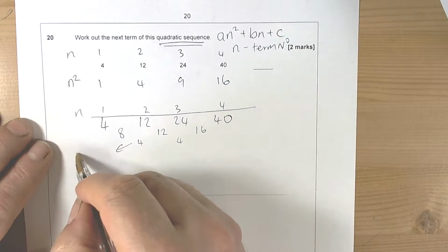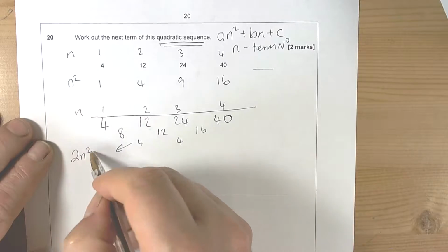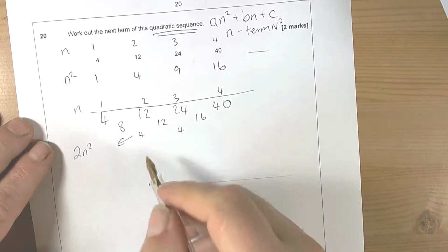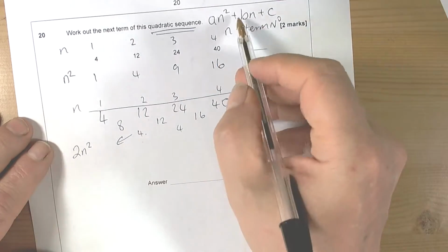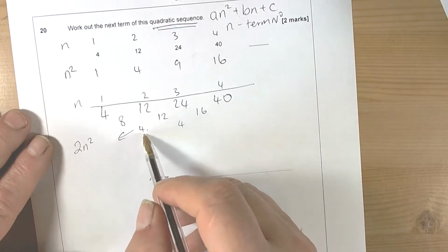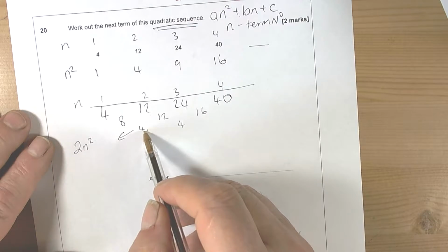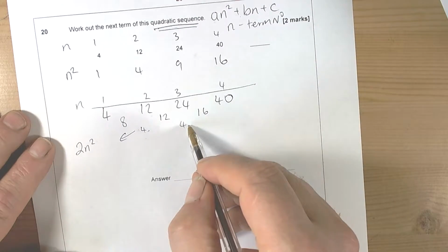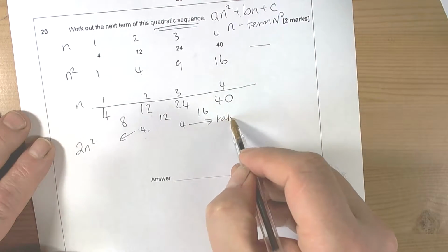So this tells me that we're going to be doing 2n squared. The reason it's 2n squared is because we know it's a squared rule because of the quadratic part of the wording there. And we know it's going to be 2n squared in the rule because when we get to the second level of difference, we halve this.